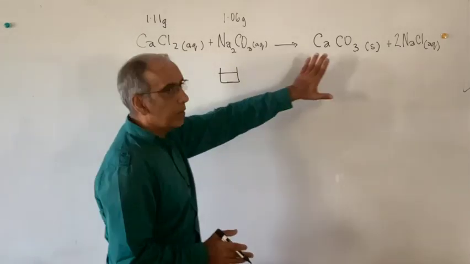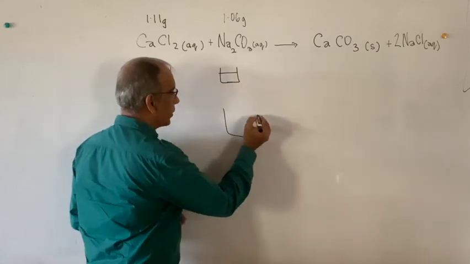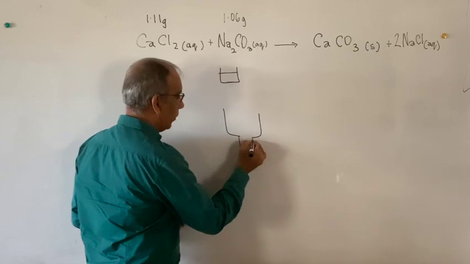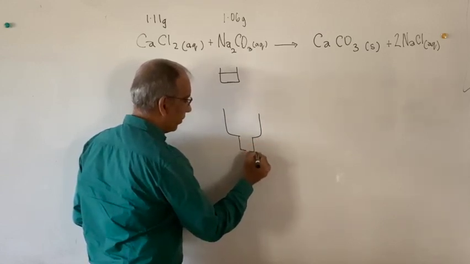So this comes out as a solid. Then we take that solid. If you remember what we did now, we're just going back over what we did. And we put it in here, in this device called the Buchner funnel.